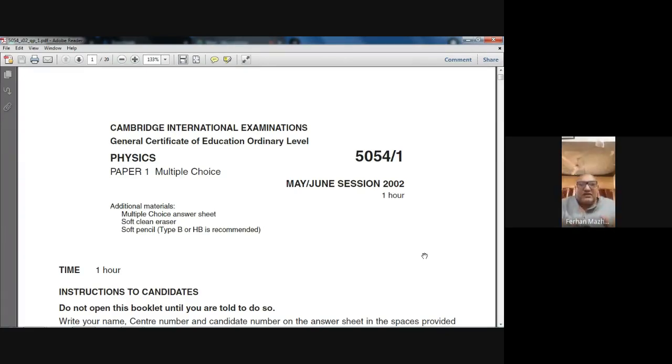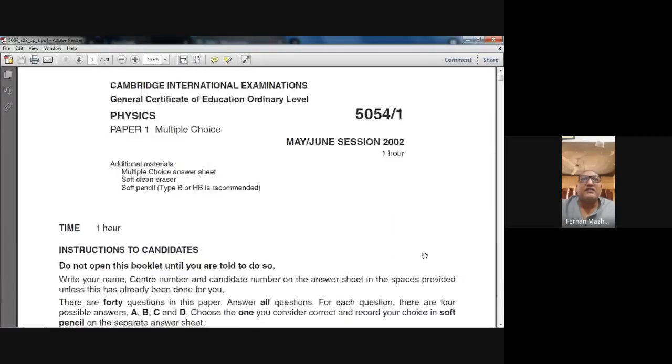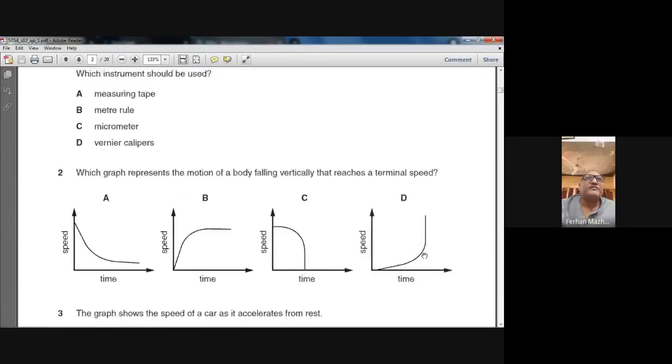And today's date is 31st March 2021, and in this session we are going to solve a paper one. Today we have set our targets on solving the 2002 May June paper one. Let's start. On your screen, the first question is showing.